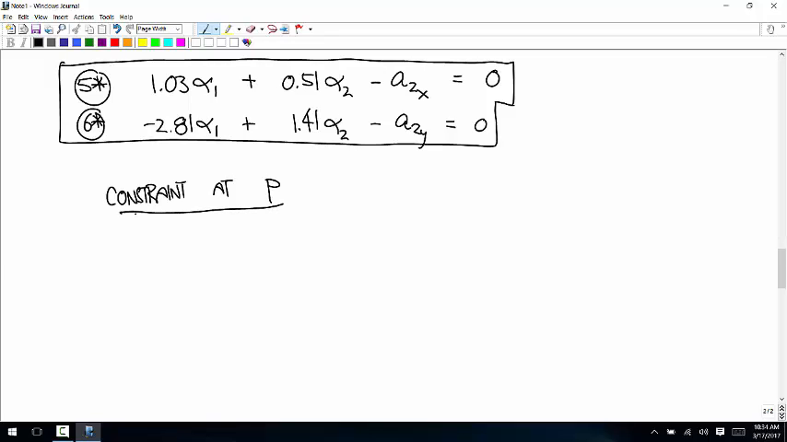And the constraint at P is going to say that the acceleration of P, X component, has to be 0. And so I'm going to come up with an expression for AP relative to the ground is equal to the acceleration of P relative to the center of mass of 2 plus the acceleration of the center of mass of 2 relative to the ground.